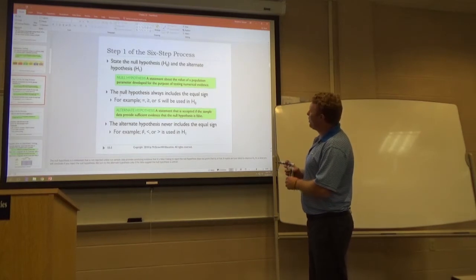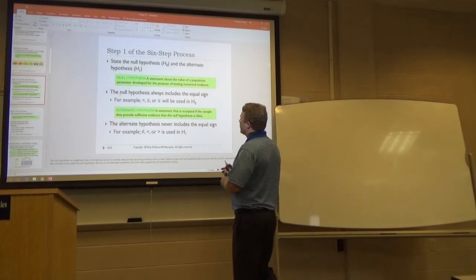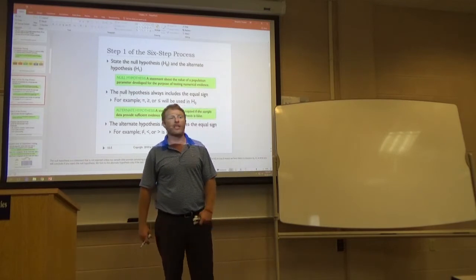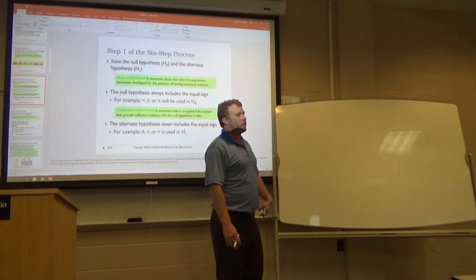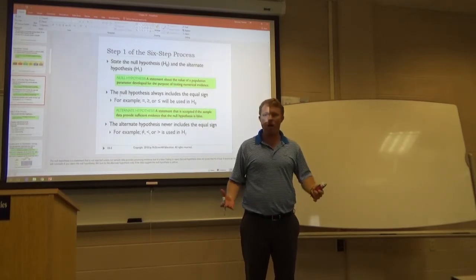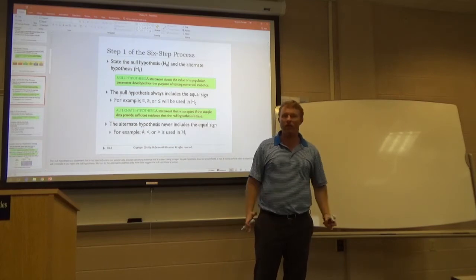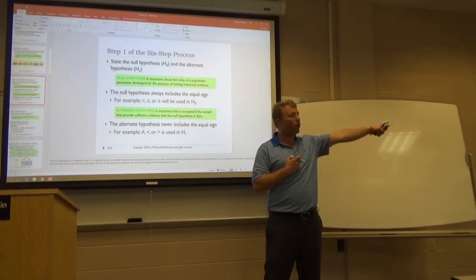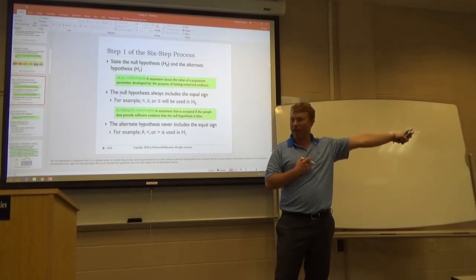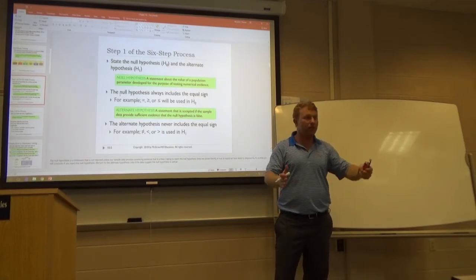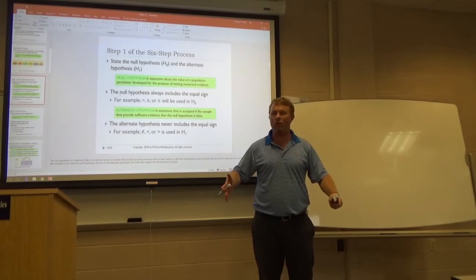And what is all this up here about your null and alternate hypothesis? A null hypothesis is a statement about the value of a population parameter developed for the purpose of testing numerical evidence. The null hypothesis is what you think is going on right now. That is like what we think the status quo is. For instance, I think that there's 10,000 or more cars passing in front of Dalton State every day on I-75. That's my null hypothesis. That's what I believe is going on in the real world, the status quo, okay?